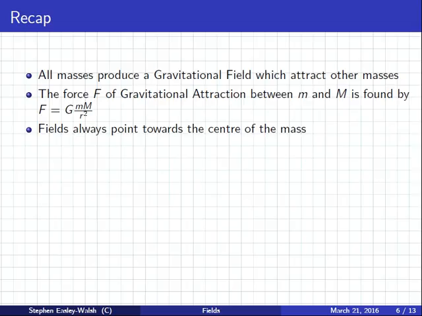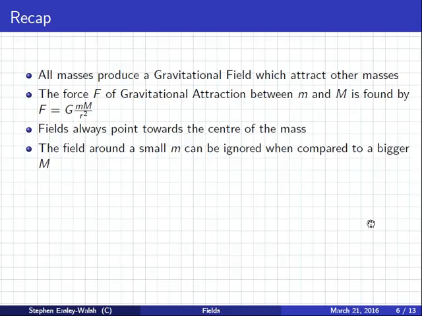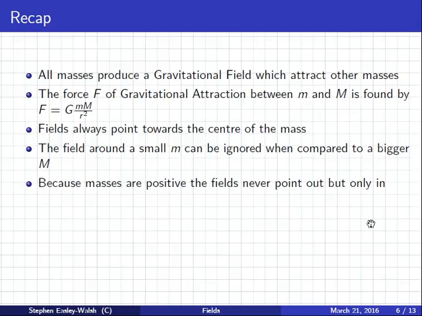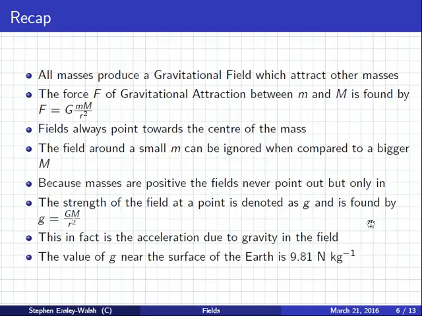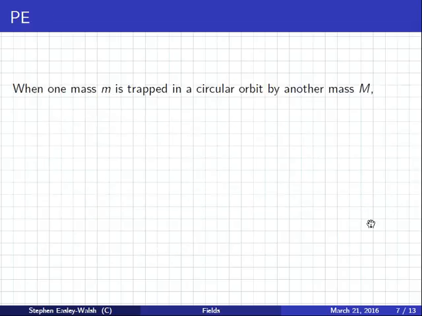Which we don't have anti-gravity, which we can't do. The field around a small mass can be ignored. That's what I was saying to you earlier. Because masses are positive, the fields never point out, but only point in. No negative masses. The strength of a field can be given by this formula, and this in fact is the acceleration due to gravity. These are all things we said so far. The value of g near the surface of the Earth is 9.81. Again, we have said all this. So although it's only been a couple of slides, we've actually said a lot.